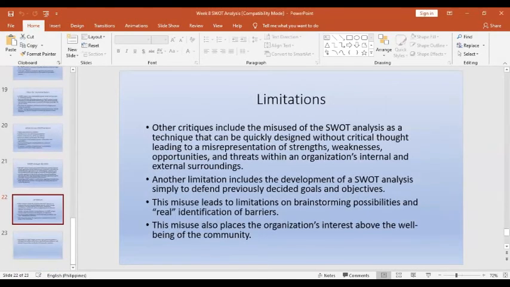But please take note that SWOT analysis has its limitations. SWOT analysis is also criticized because it can lead to misrepresentation of the strengths, weaknesses, opportunities, and threats. Because sometimes people commit mistakes. That's why there's a limitation. But anyway, this analysis is human made, so we cannot say that this is a perfect one, but it can help. Okay, we cannot guarantee it is 100% accurate, but it will help.